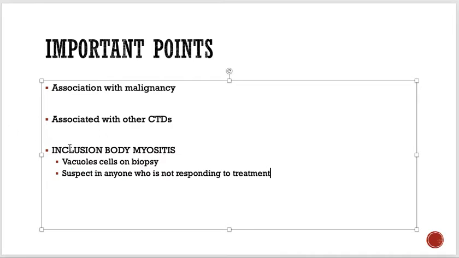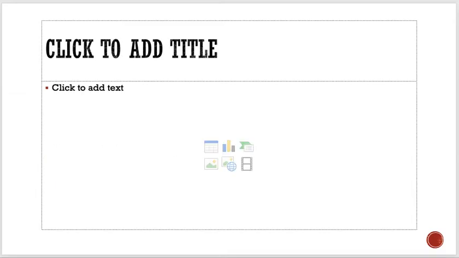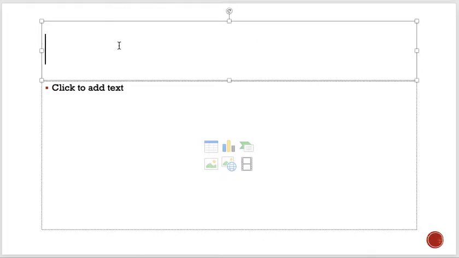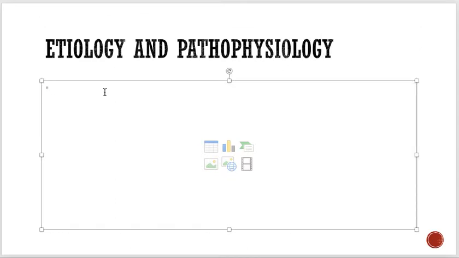So now, about dermatomyositis and polymyositis, I'm going to wind up all these things in one lecture, because they are short topics anyway. There are some clinical features which I'll be talking about, as well as the etiology and pathophysiology. So the etiology and pathophysiology is not known. Okay, again, this is like many other conditions where it is not known.